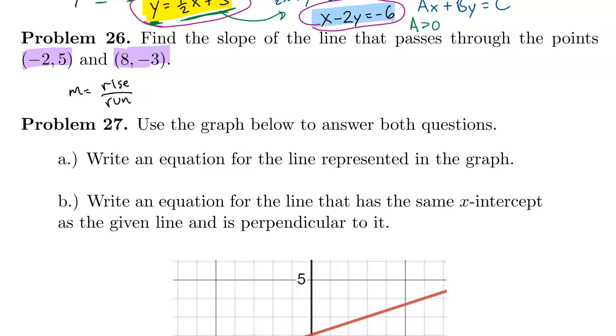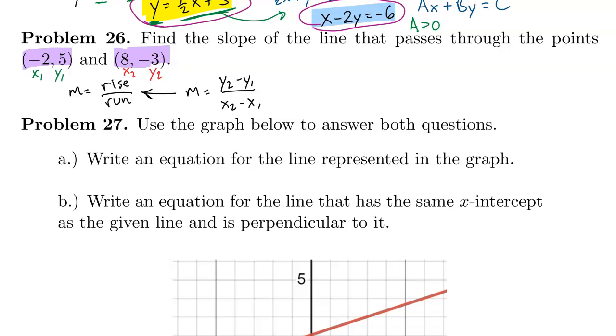So when we're given two points like this, I can think of the first point as being x1 and y1, and the coordinates of the second point as being x2 and y2, and then the slope can be expressed algebraically with the following formula: y2 minus y1 over x2 minus x1.